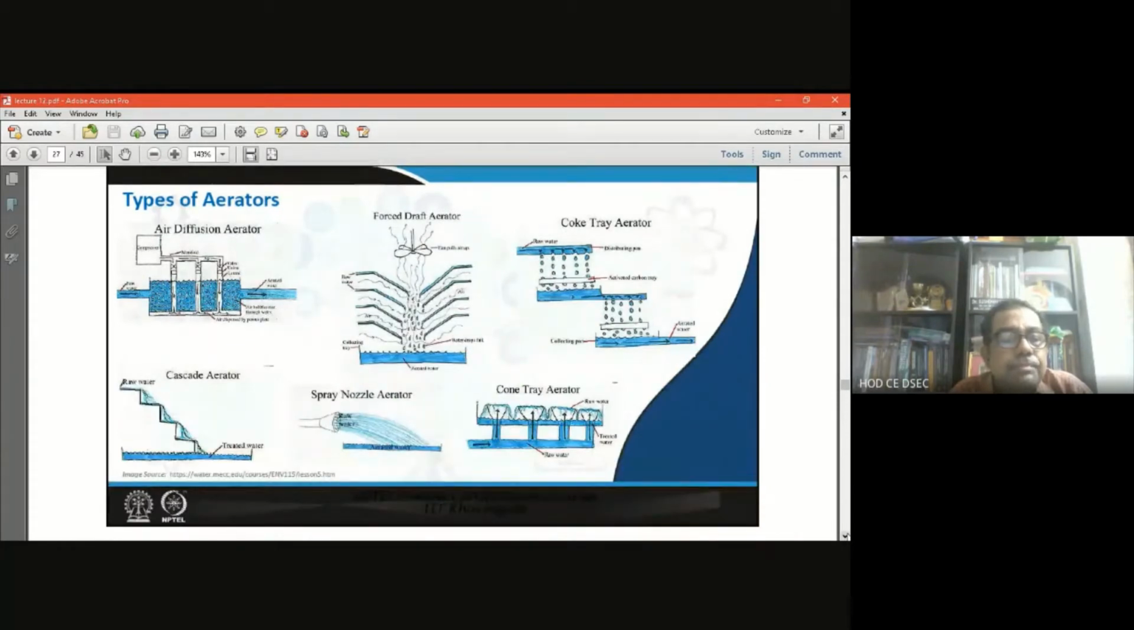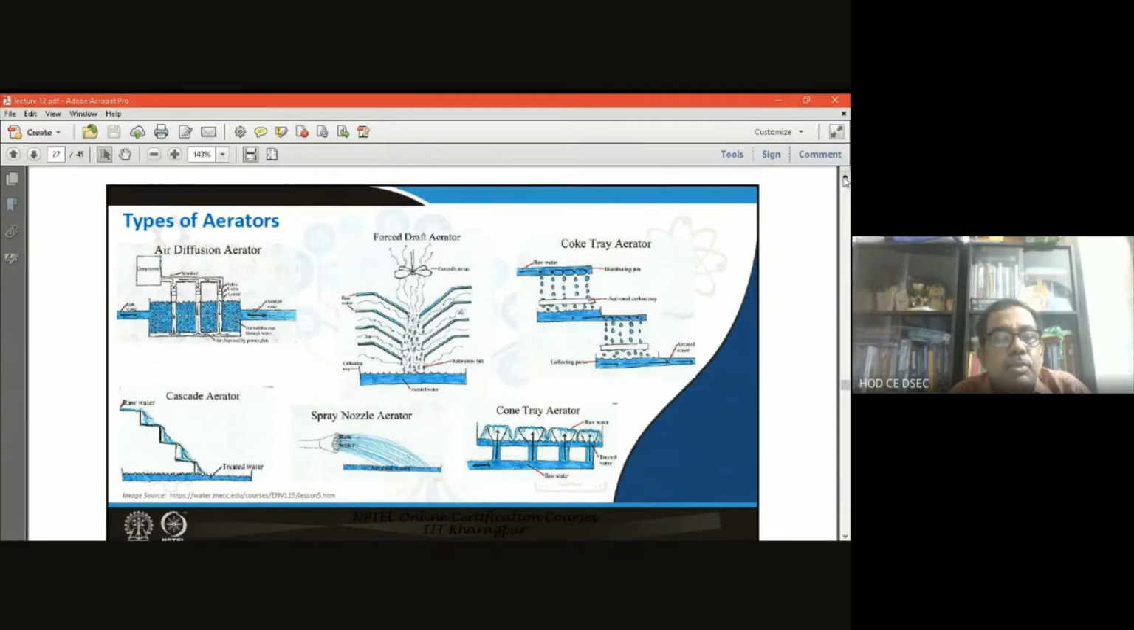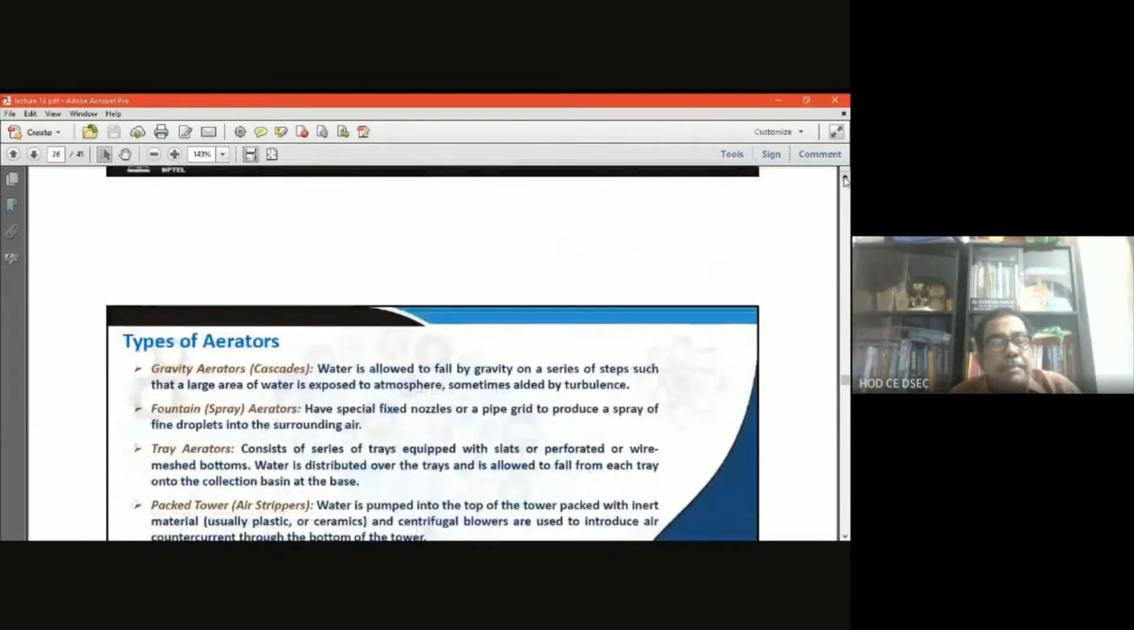You see the bottommost left corner, the cascade aerator, that is the gravity fall we are observing by steps. So this is the figure I am showing you. This is also called the gravity aerator as well as the cascade. So this is one type of gravity fall system, where the water is allowed to fall by gravity on a series of steps. Next, fountain spray aerators.